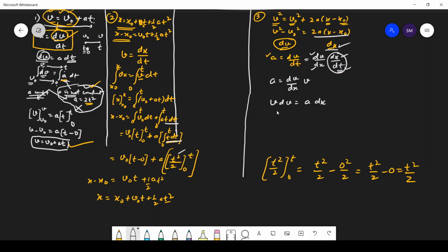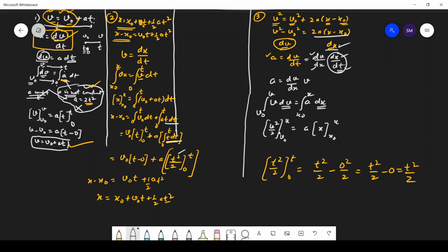Now you can clearly see that I get this answer. Like a is constant, it will come outside. So now let us do the integration on both sides. What are the limits of dv? Yes, tell me. v naught to v. What are the limits of x? x naught to x, right? Now what do I get here? v dv. So the integration of v is v square by 2, with limits v naught to v, and here the a is constant, a will come outside, and what is the integration of dx? dx is x, with limits x naught to x.